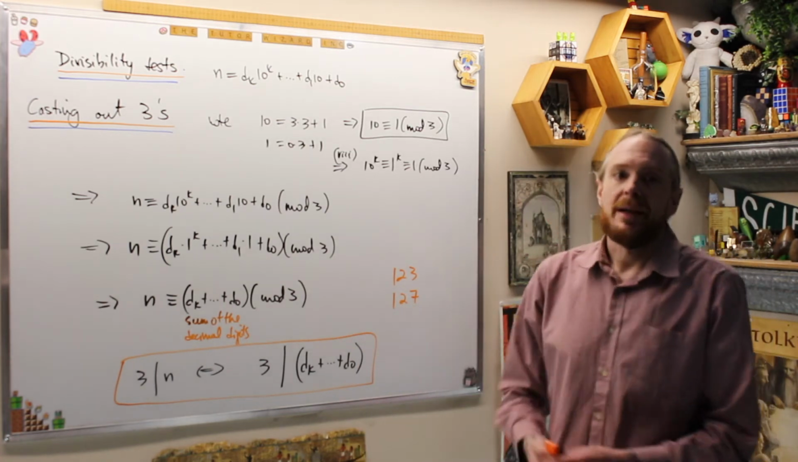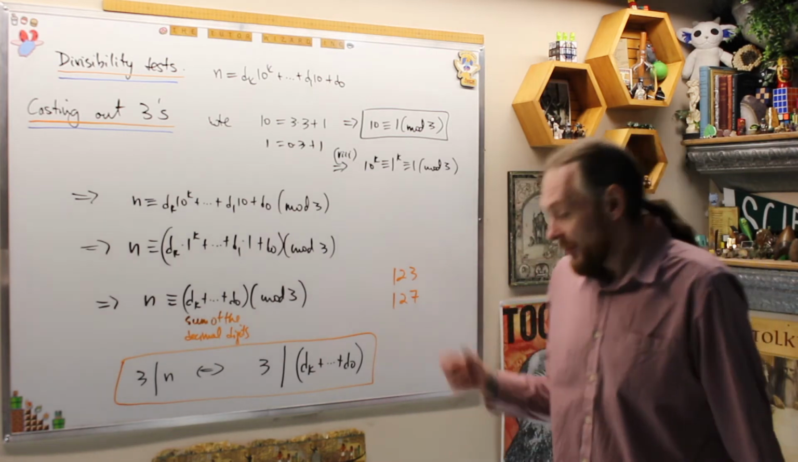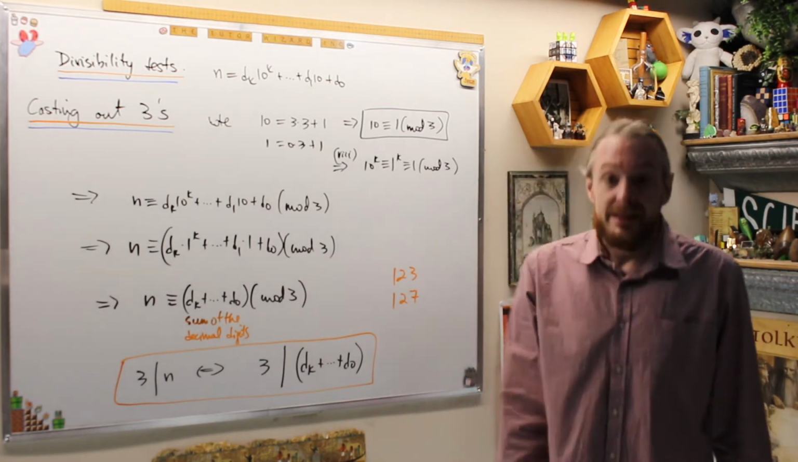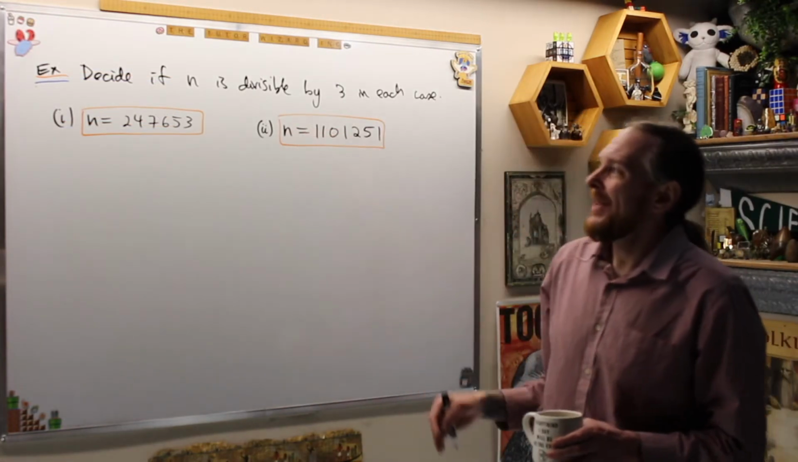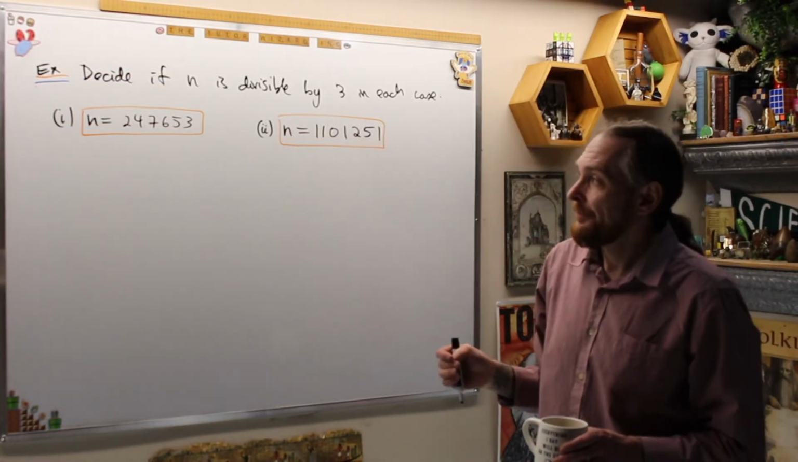Let's do an example, and then we'll end. And then we're going to switch. Once we do an example, we'll switch to the Caesar cipher and then the Enigma cipher. All right, example. Decide if each n is divisible by 3.